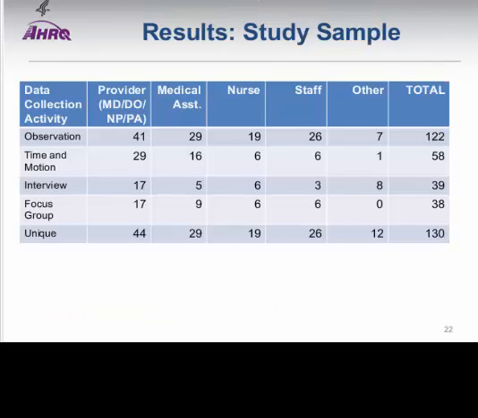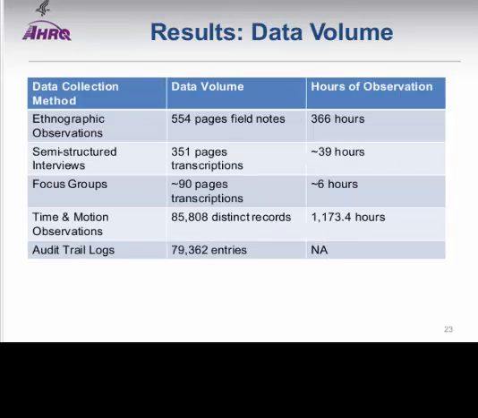So our results. Here on the left are the different data collection activities and the number of people that participated by type in each of the activities. So we had a total of 130 unique participants, and several participated in more than one activity.